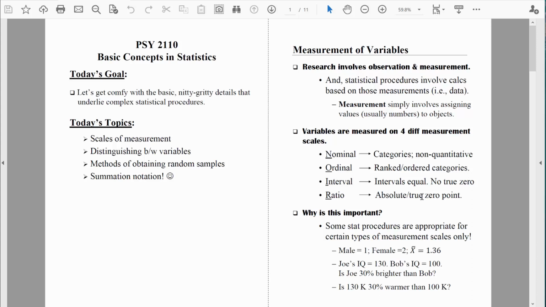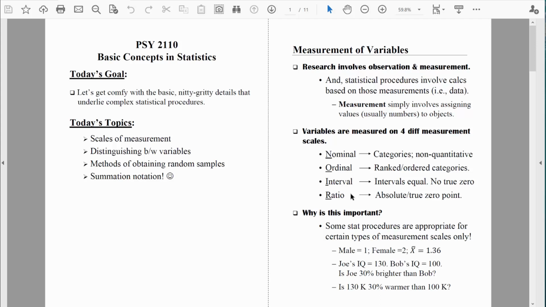Do I have a true or absolute 0 point? Is 0 miles where that scale actually begins? Does traveling 0 miles mean you have not traveled anywhere at all? Is it the absence of traveling miles? And the answer is yes. If you've traveled 0 miles, you have traveled no miles. So when we're measuring mileage, we do have a ratio level scale.